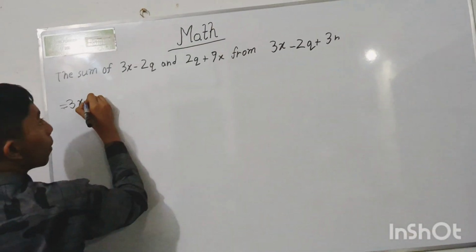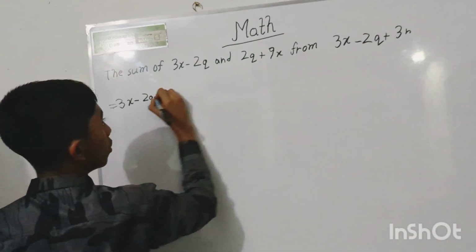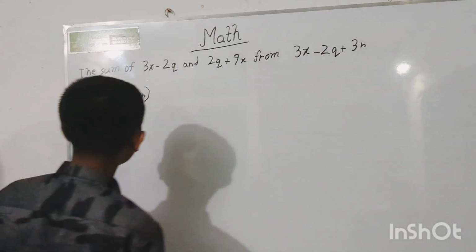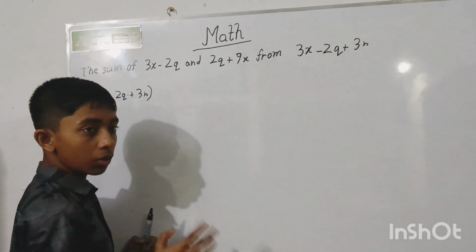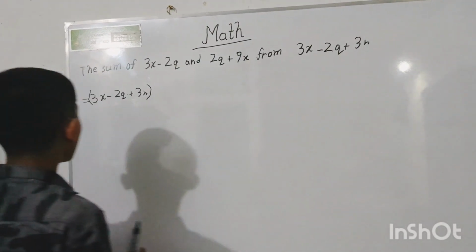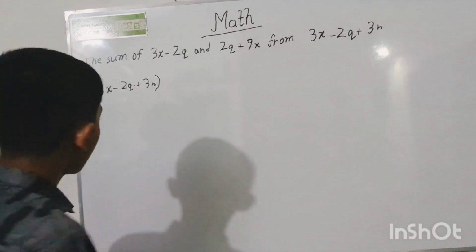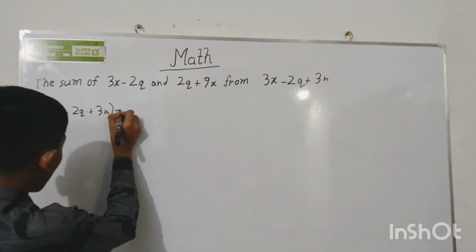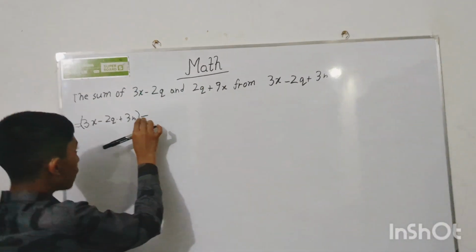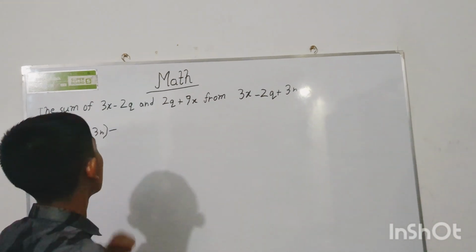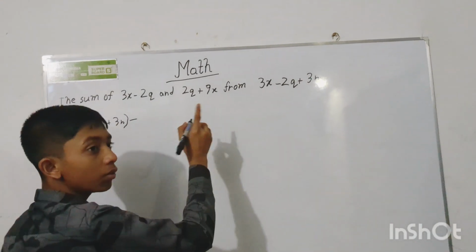3x minus 2q plus 3r. I will give a bracket here. Do you know why I have to give a bracket? Because of "from". "From" means I have to subtract this. So I have to give a minus sign here. If I give a minus sign, I have to give a bracket, because this is one part and this is another part, and our sign will also change.